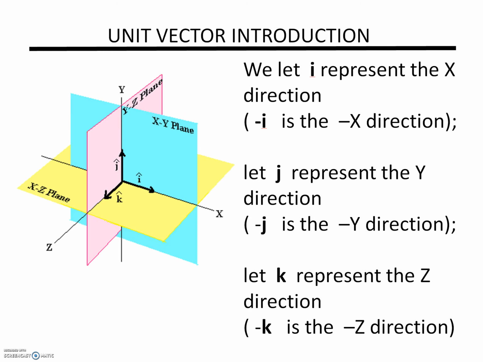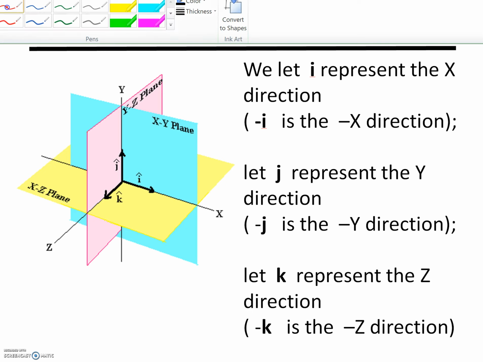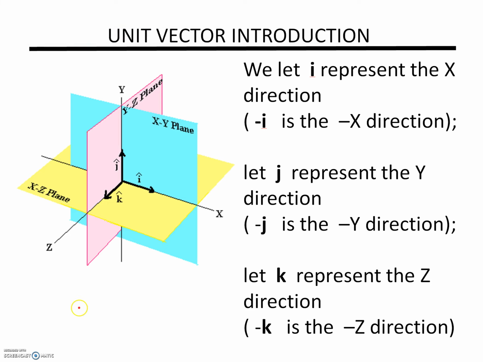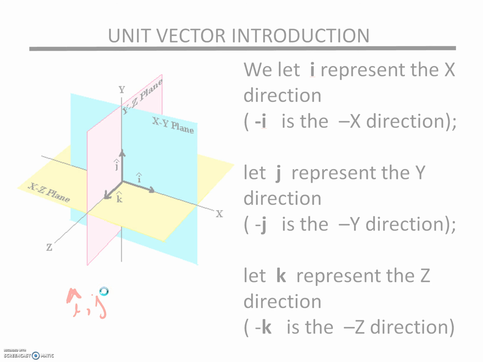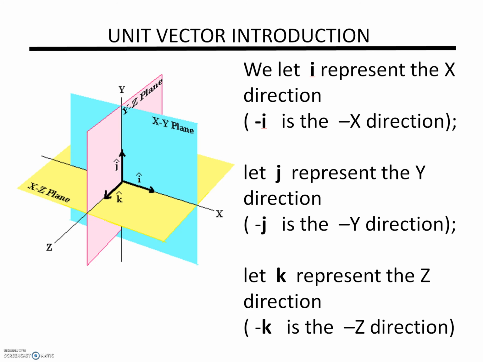So we're going to let i represent the X direction, and you see it here. Minus i is the minus X direction. And notice the symbol there. It has a little caret on top of it, so it'll be i-hat, j-hat. I has a little symbol above it. That's how we indicate a unit vector.